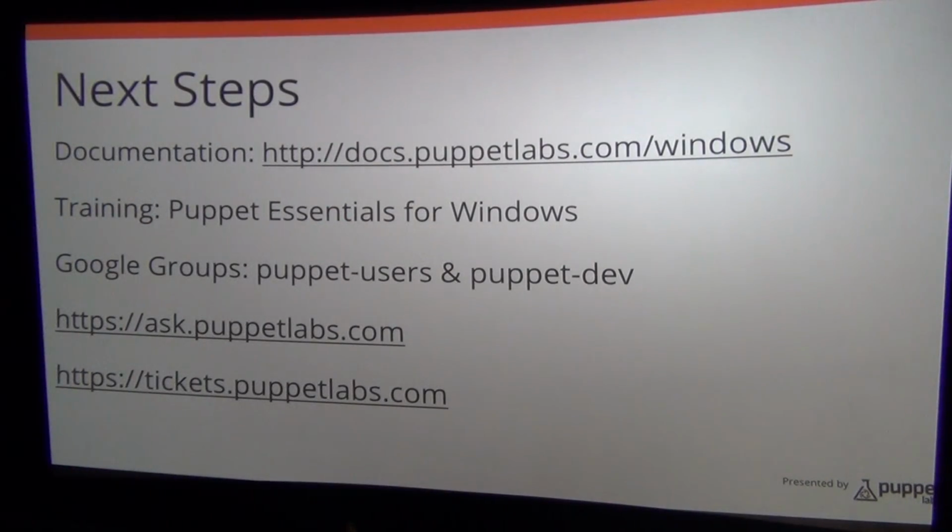So next steps, there's documentation available on our website. There is a virtual training course, Puppet Essentials for Windows. There's Google Groups, Puppet Users, and Puppet Dev. I think you'll find that the community is really open to new people and really helpful. If you're new to Puppet, I recommend using the Puppet Users mailing list. The Dev one is about Puppet itself, internals of Puppet, that sort of thing. We also have ask.puppetlabs.com and our ticket tracking system. I recommend searching Google before filing new tickets on that.